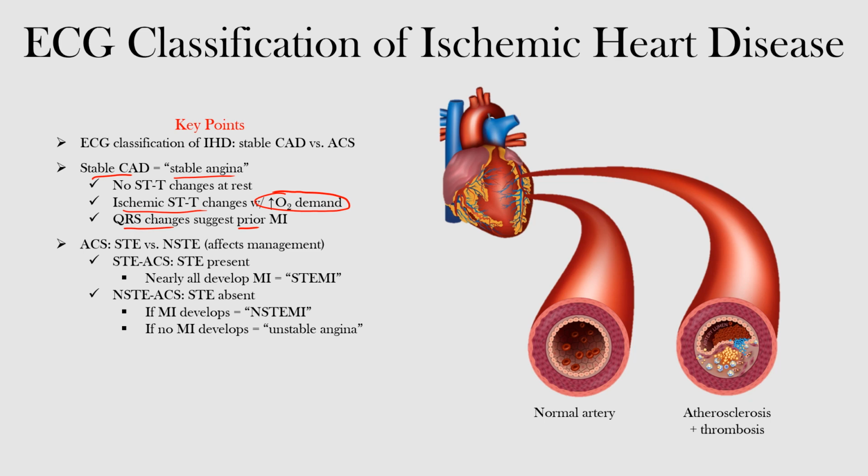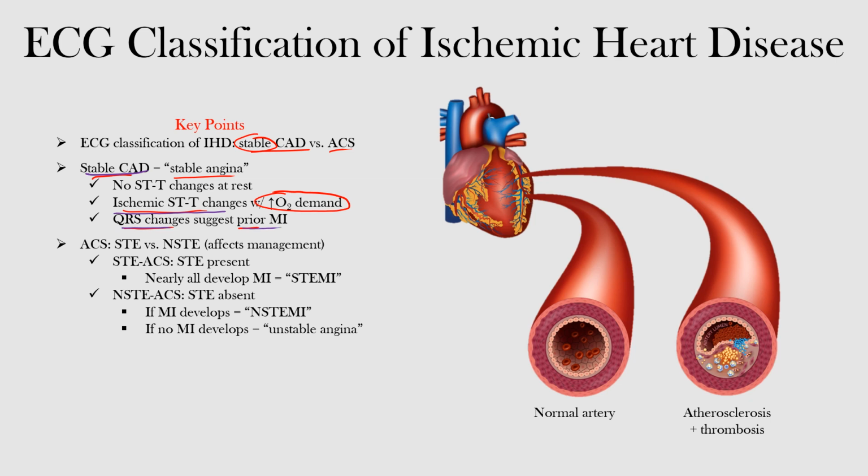Okay, so again, let's review what we discussed before we end here. The EKG classification of ischemic heart disease: we're looking at stable coronary artery disease versus acute coronary syndrome. We mentioned stable coronary artery disease is when we have stable angina. In other words, the patient is asymptomatic, just walking around or with minimal activity, and then all of a sudden they start to exert themselves even more. The oxygen demand increases, we can't meet that demand, and therefore they develop these ischemic symptoms at times. In those cases we'll see these ischemic STT changes. Now, if there are QRS changes, we'll talk about how those resemble and suggest a prior infarction.